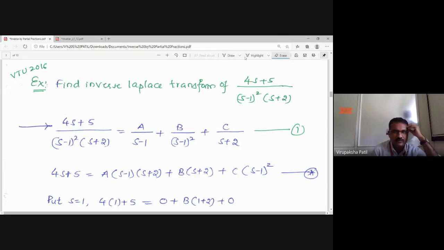Therefore, first you will split this into 3 parts. We'll write (4s + 5) divided by (s - 1) whole square into (s + 2) is equal to A divided by (s - 1) plus B divided by (s - 1) whole square plus C divided by (s + 2). You can interchange these factors. If you interchange these factors, the only thing is the values of A, B, C will interchange. The value of this fraction remains as it is. Is that clear?